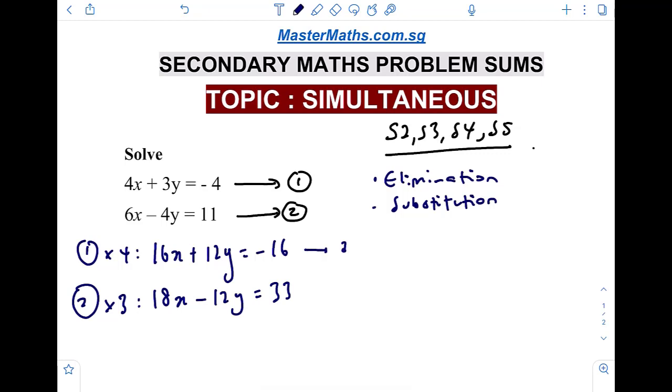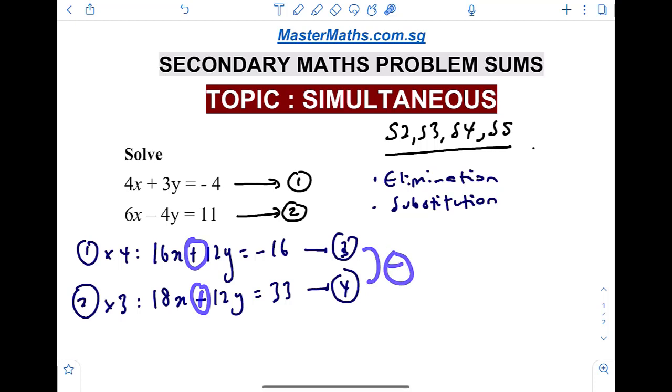You label your equations once more as equation 3 and 4. Now we can proceed to eliminate the y. When your signs are different, one is positive, one is negative, you need to add the two equations. If in another example the signs are the same, let's say positive, positive, then you're supposed to minus. Or if you have negative and negative, same sign, right? Then you got to minus as well. So when the signs are opposite, you will add the equations.